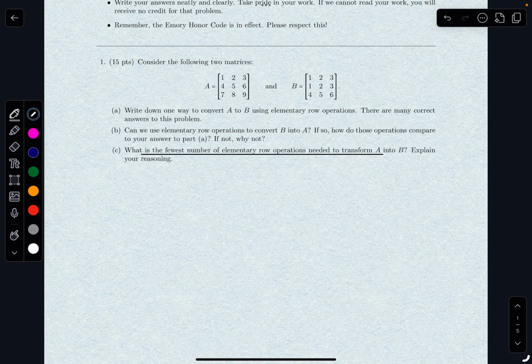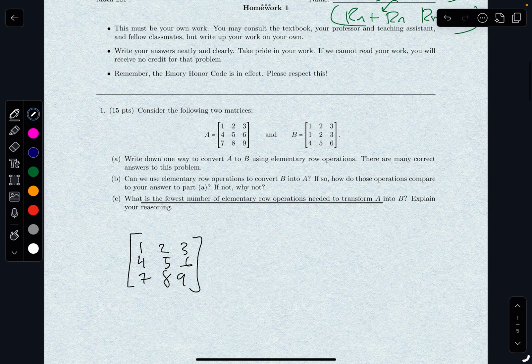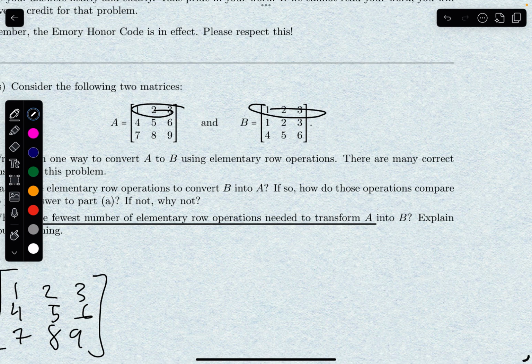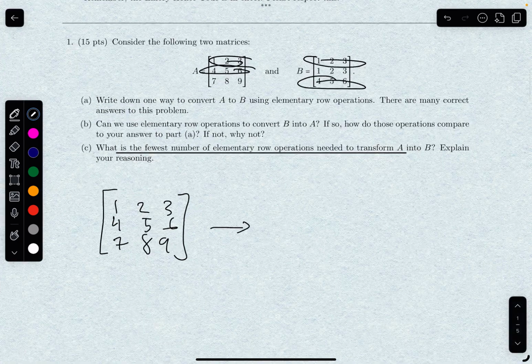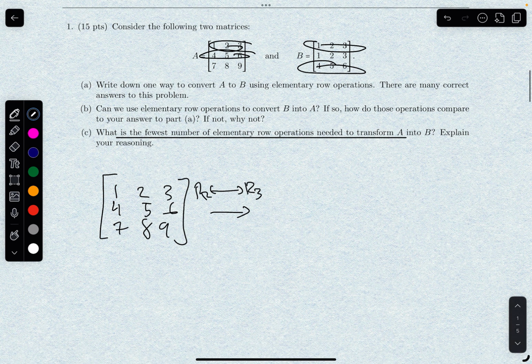So let's get started with this. It wants us to write down a way to convert A to B using elementary row operations, and there are many different ways to do this, but the one we're going to do today is just the most logical one. We're going to see the similarities and differences. So we know the first row is the same. We know that this and this are the same, so we're probably going to want to start by flipping R2 and R3. Secondly, we're going to get to something like this.